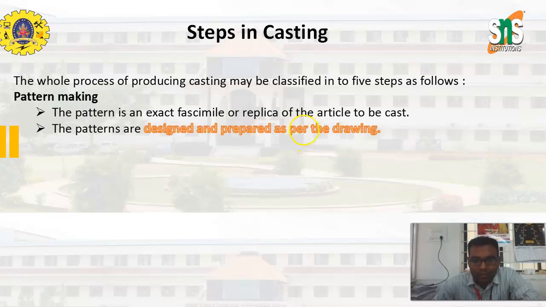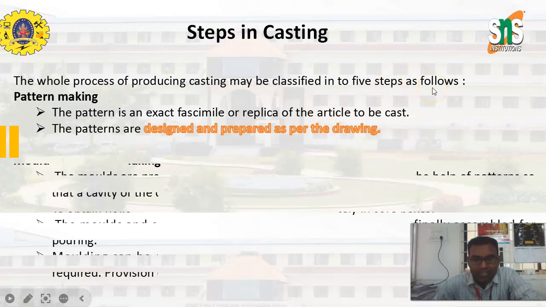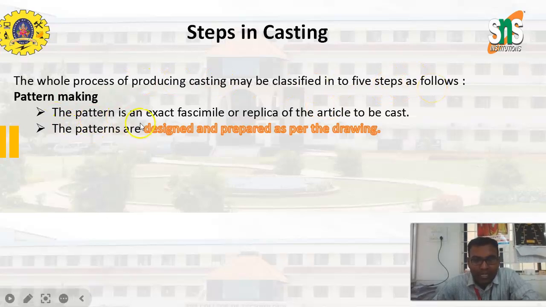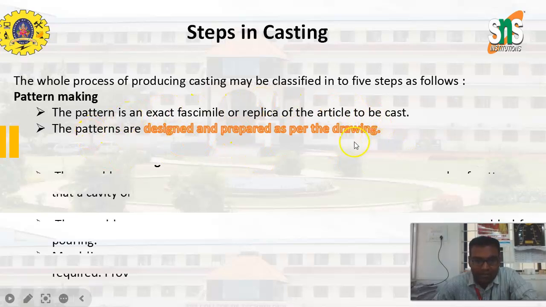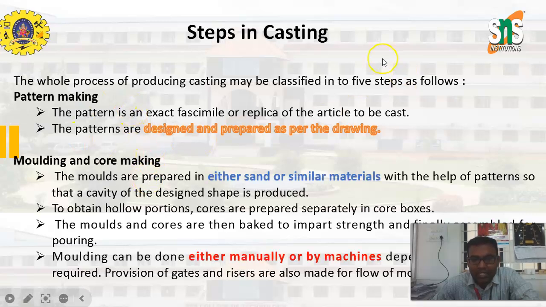The whole process of producing casting may be classified into majorly 5 steps. First step is the pattern making. The pattern is an exact facsimile or replica of the article to be cast. If we want to produce a dumbbell like structure, we want to produce a wooden pattern like a dumbbell, and then we need to place it in the sand mold, and then we need to create the mold cavity. The patterns are designed and prepared as per the drawings. This is the first step. We need to create the pattern.